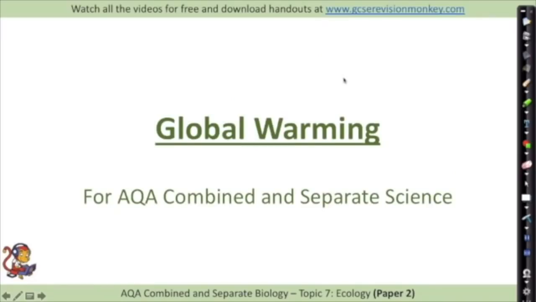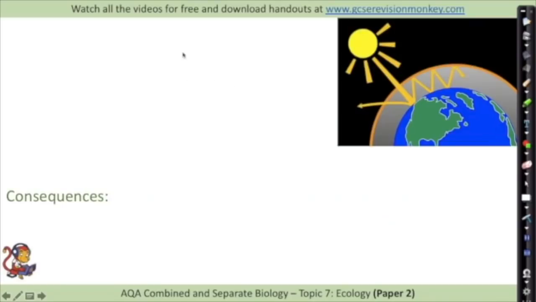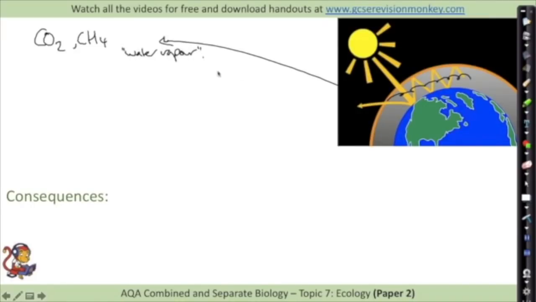We'll now move on to global warming, which is a topic that comes up in chemistry as well. So with global warming, the main gases that are involved create a layer in the atmosphere, and these gases are carbon dioxide and methane, and to a lesser extent water vapour as well. These greenhouse gases, as we call them, create a layer in the atmosphere. You won't probably have to go into this much detail in biology, however, as it goes across both subjects, it's really important to know anyway.